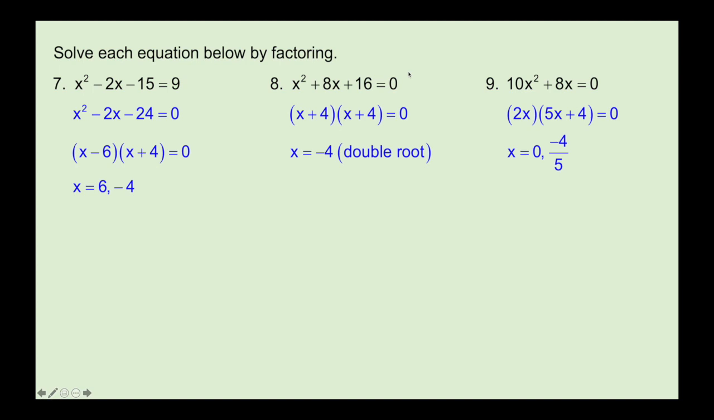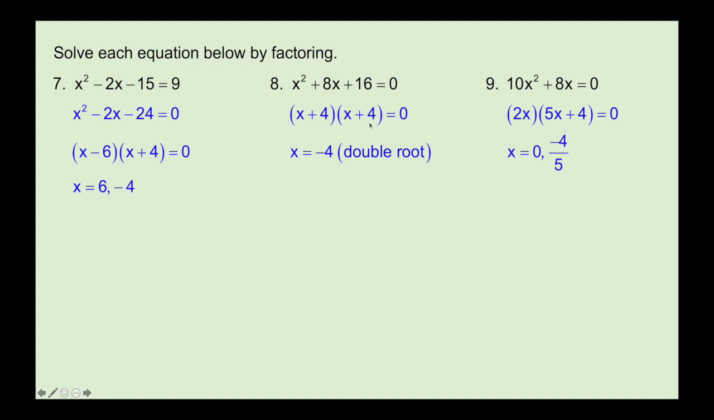So we'll look at number 7 and we see that, like I said before, we subtracted the 9 over, we get x squared minus 2x minus 24. From there, we factor this expression and we get x minus 6 and x plus 4. And then what we do is we set each of these factors equal to 0. If I were to write out x minus 6 is equal to 0, I'd be adding 6 to each side, and that would give me an answer of 6. If I set x plus 4 equal to 0, I would subtract 4 on each side, and that gives me negative 4.